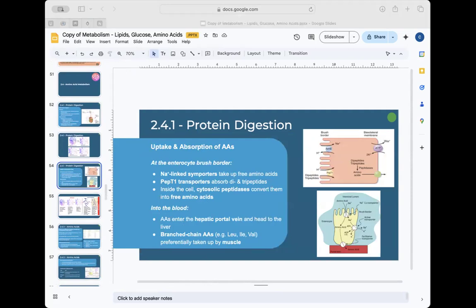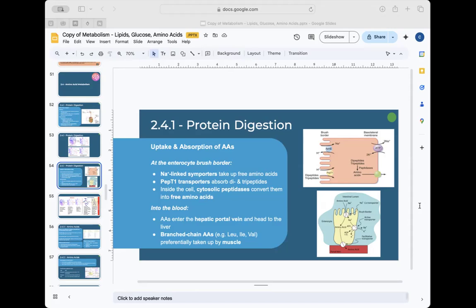Uptake and absorption. At the brush border, free amino acids are taken up by sodium-linked symporters, while PepT1 helps bring in di- and tripeptides. Once they're inside, cytosolic peptidases finish the job, breaking everything down into free amino acids. From there, they head into the hepatic portal vein to the liver. I think hepatic portal vein came up as an MCQ in my year, so one to remember, guys.